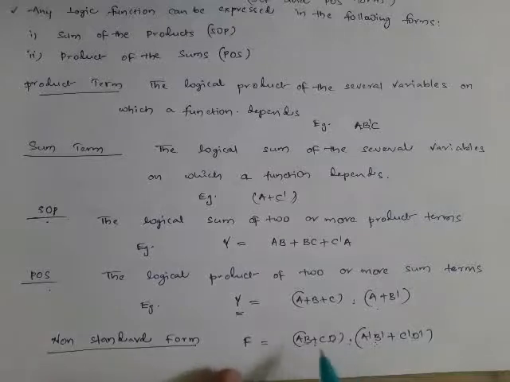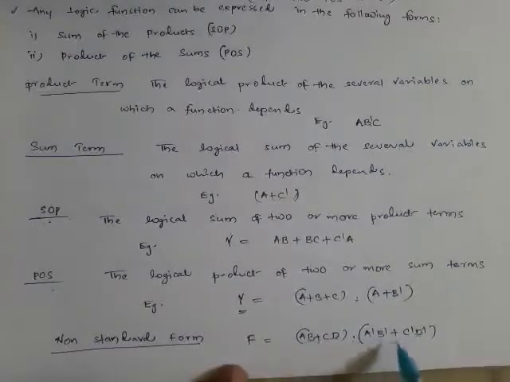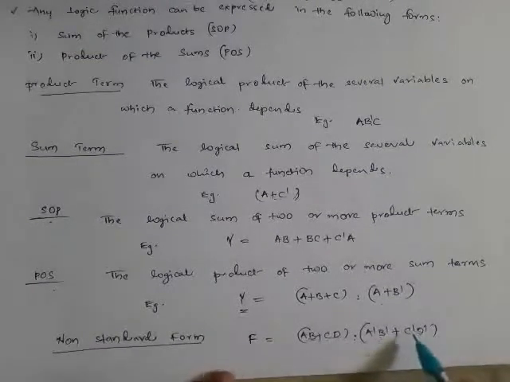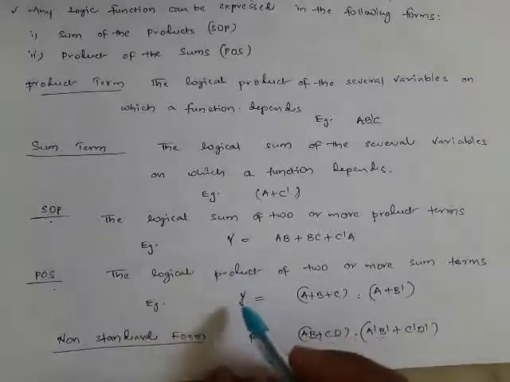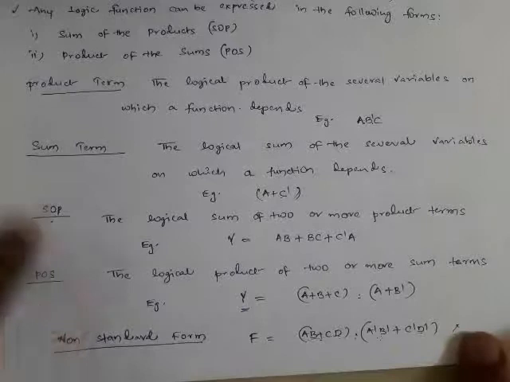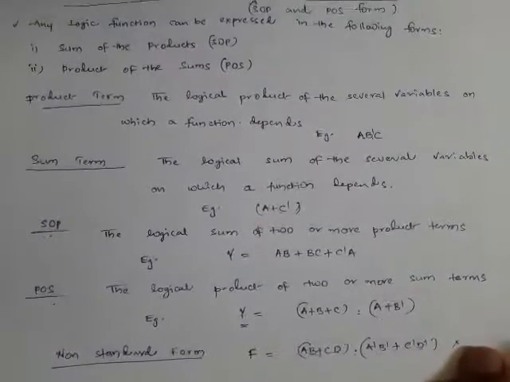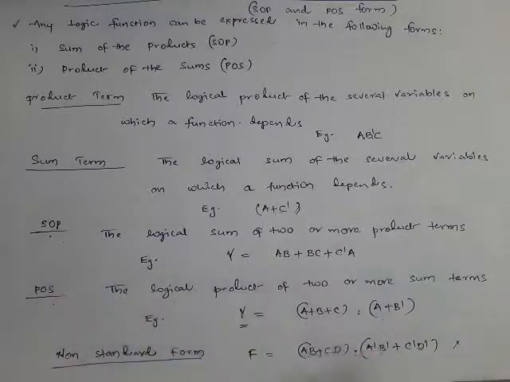So how do we get a standard form? You have to use Boolean multiplication, or the Boolean postulates, that is AND operation over OR operation. Then you will get the function in either SOP form or POS form. The non-standard form is not an important representation for the Boolean function, so we always try to represent any function in either SOP form or in POS form.